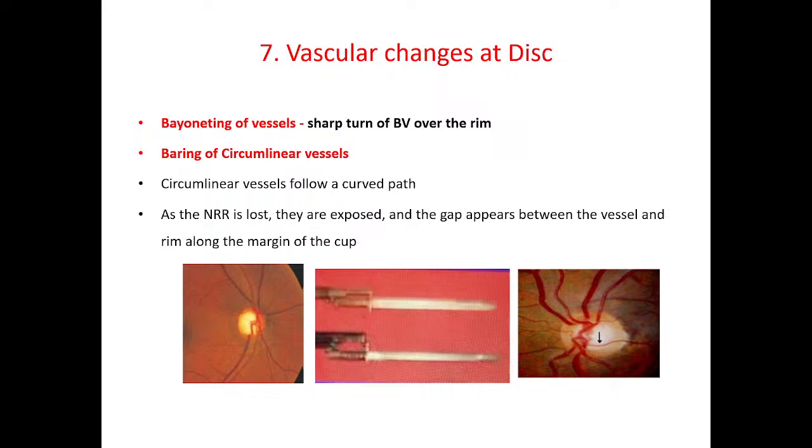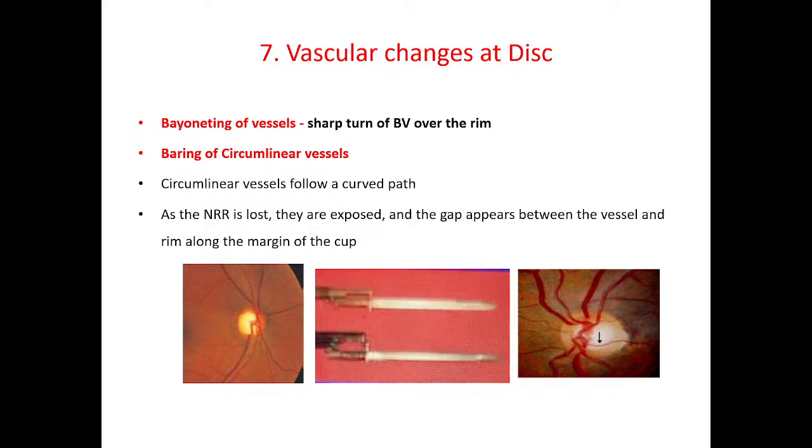So, vessels are bending when they are coming from the optic disc, a sharp bend of the vessel at the disc margin, known as the bayoneting sign, is again a sign of loss of the axons and nerve fibers at the optic disc. So, this is an indirect sign of the loss of fibers. So, sharp bend when vessels are travelling from the disc to the surface, this sharp bend is known as the bayoneting sign. Okay. So, we see some vascular signs also at the disc which indicate there is a loss of the axons.